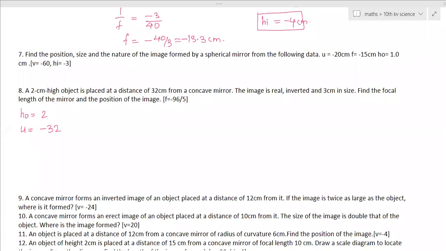And then size of the image is 3 centimeter. Size of image, so HI plus or minus? Minus 3. Find the focal length of the mirror and position of the image. Focal length and position, both you have to calculate. Okay. So which formula we will use?